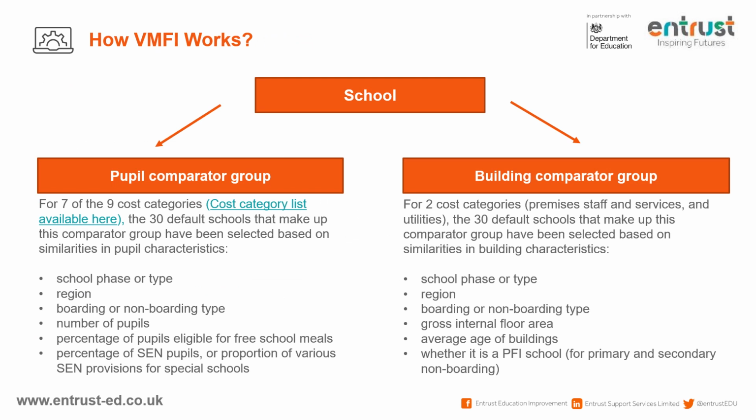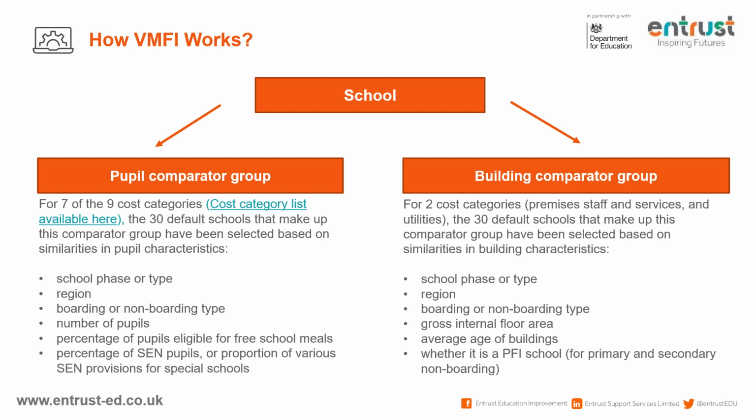The data source for VMFI is the same as the more traditional benchmarking. This is the annual account return for academy trusts, or the consistent financial reporting return for local authority schools. In those returns, expenditure is split into around 35 different headings. The DFE have taken those headings and put them into 9 different cost categories. 8 of those contain data which we believe is comparable between schools. And the 9th one, Other, contains any spend which is not comparable.